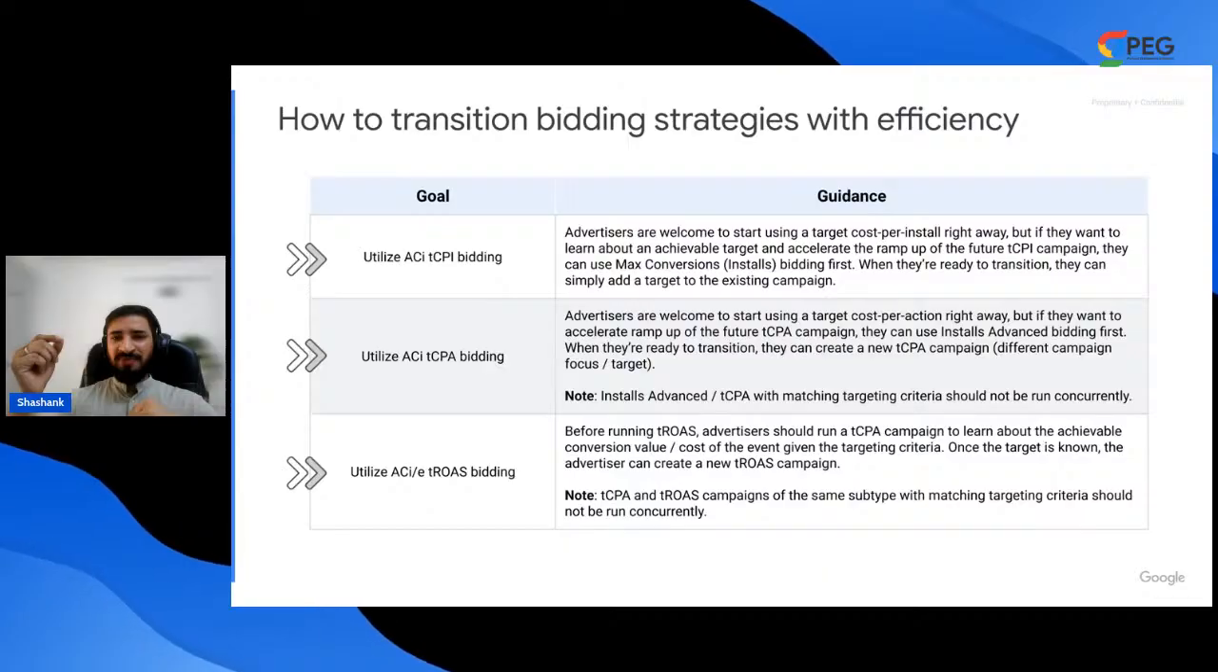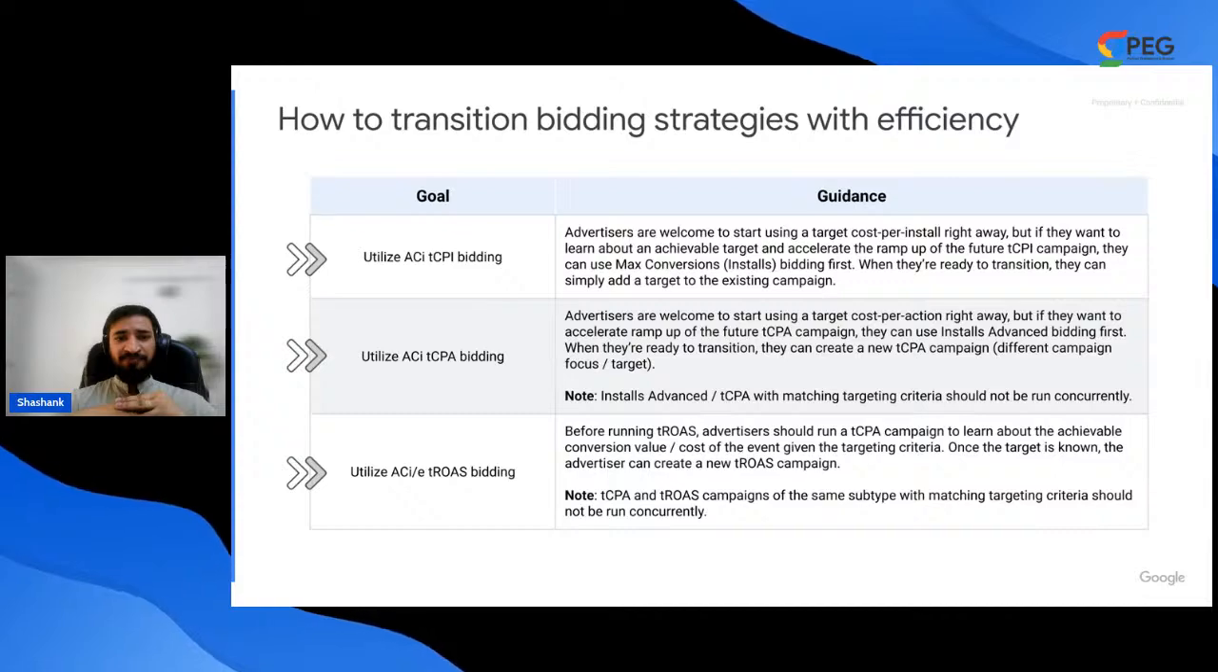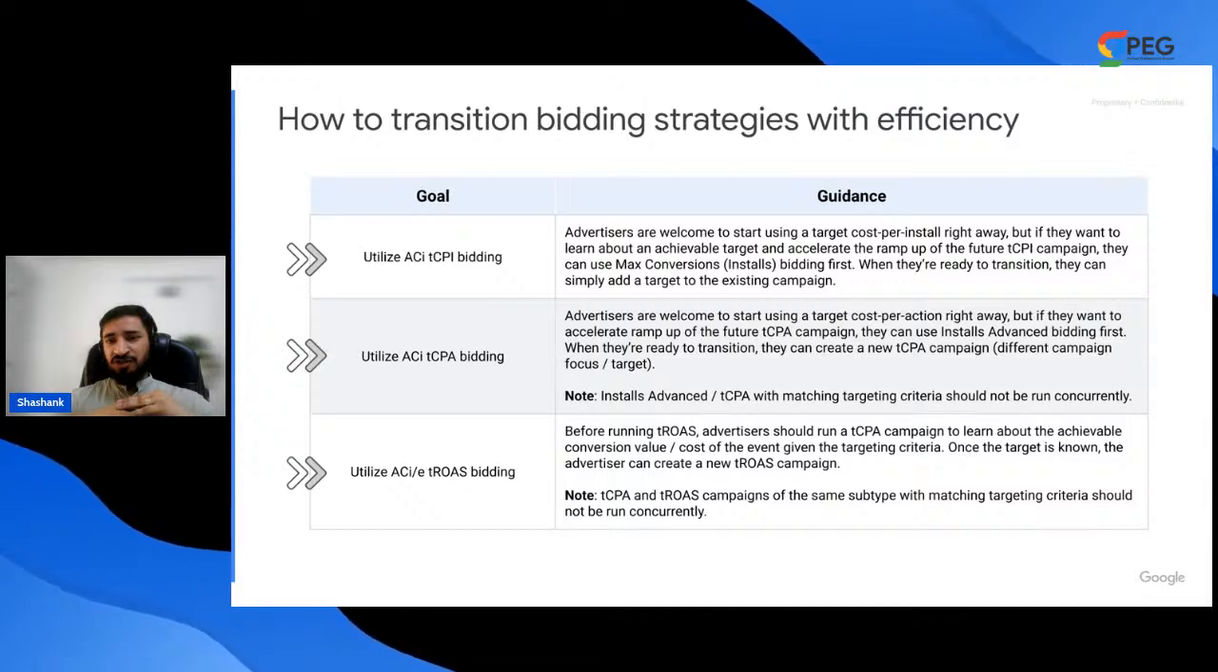Then the next is target cost per action. Again, this bid strategy is for driving some in-app action. Say you have an e-commerce brand, you just want the people to install your app first, and then you want them to take an action. So what you can do is, it's always suggested for this particular transition, you can start with cost per action.